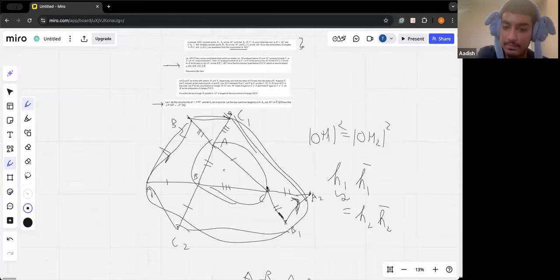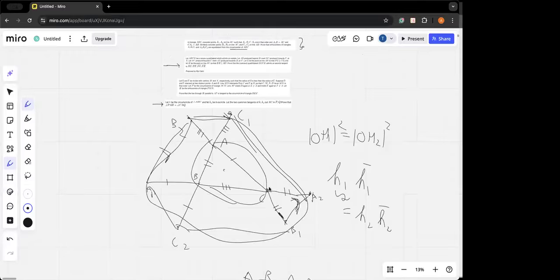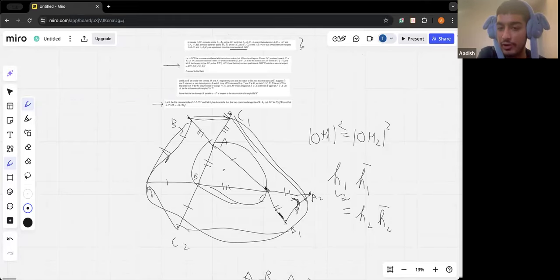So the perpendicular bisector of the isosceles triangle is the angle bisector, which is also the angle bisector of this. And so all perpendicular bisectors pass through the incenter. I is the circumcenter.